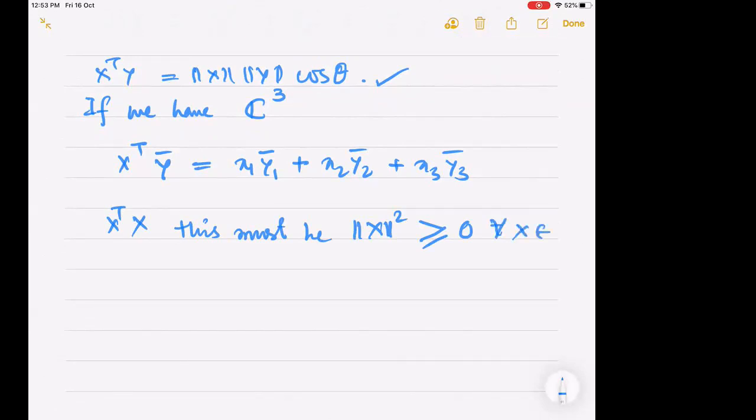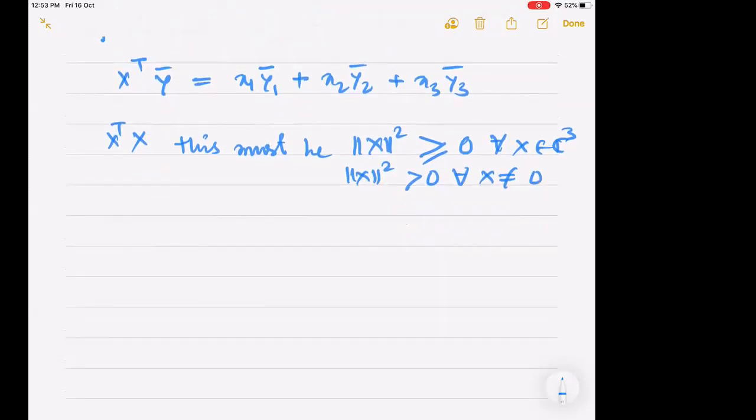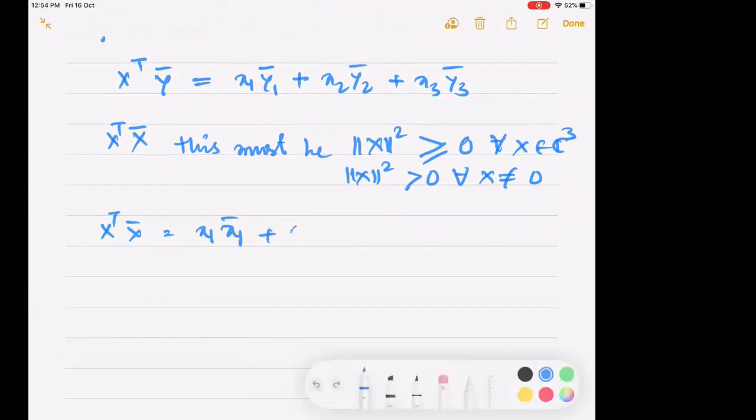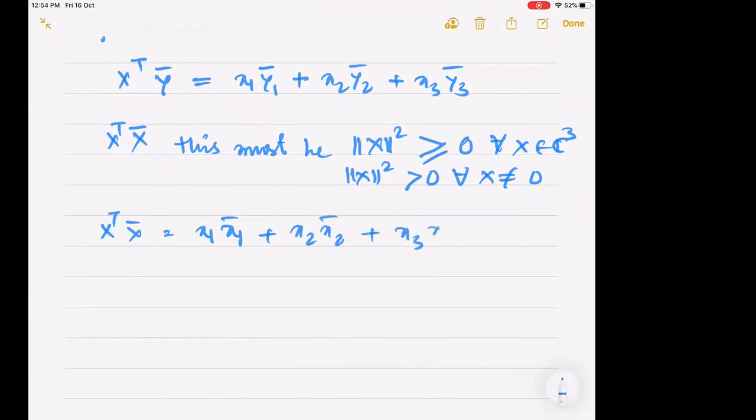In C3, this has to be greater than 0 for all X not equal to 0. So it's 0 only for the 0 vector. If I want that, then for complex numbers I need to put the bar, because only then do I have X transpose X bar coming out to be X1 bar plus X2 bar plus X3 bar, which is actually X1 mod squared plus X2 mod squared plus X3 mod squared, which is indeed greater than or equal to 0.